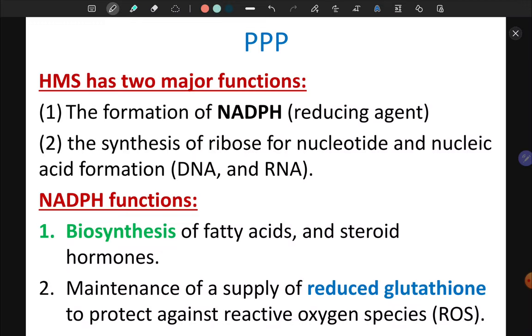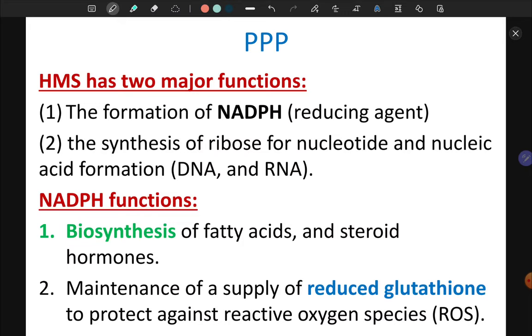So what's the function of NADPH? It's the electron donor molecule. NADPH has different functions according to the organ. For example, in the liver, the major function of NADPH is biosynthesis. Biosynthesis of what? Of fatty acids, of steroid hormones, and many others. So it mainly does synthesis processes, to generate things, in the liver.